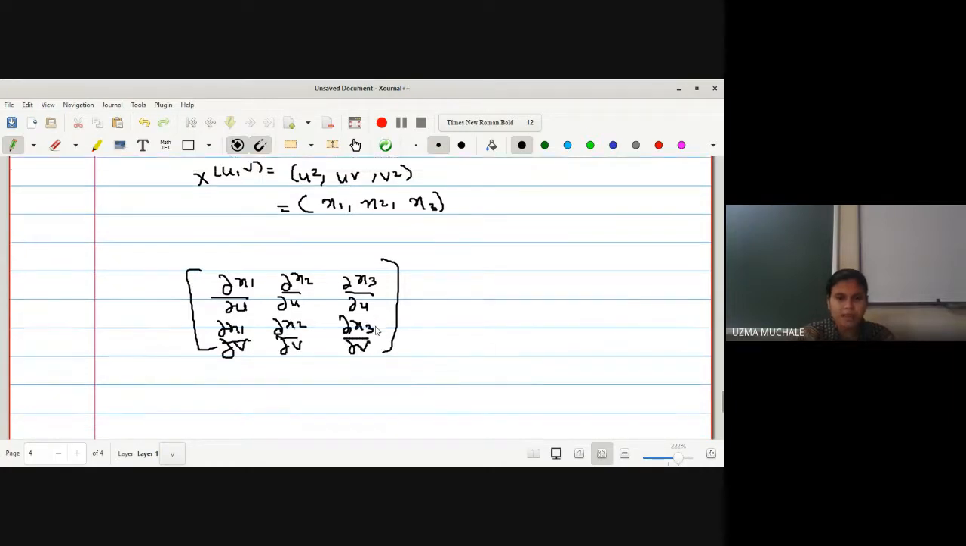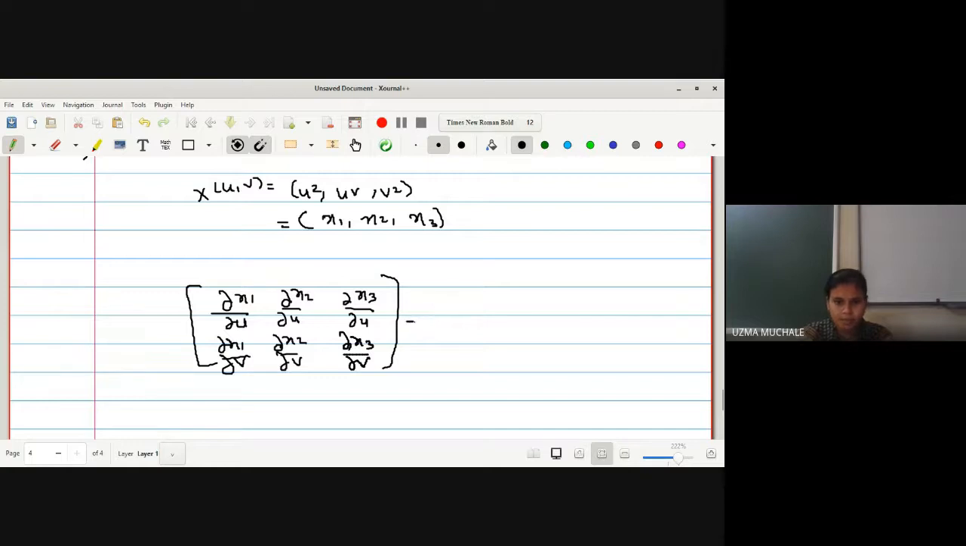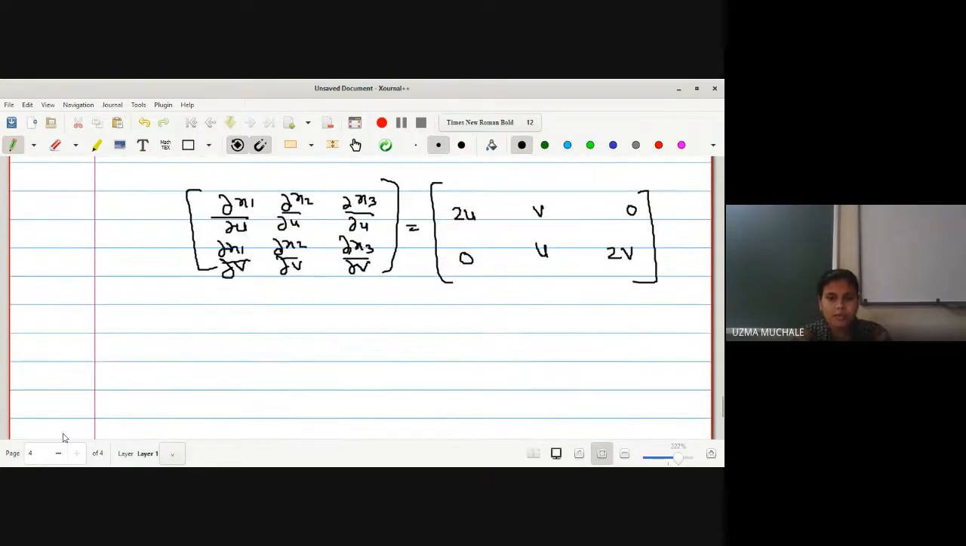Now you know x1, x2, x3. Right? x1 with respect to u, what is the derivative? It is 2u. x2 with respect to u, it is v. x3 with respect to u, it is 0. Then x1 with respect to v, what is the derivative? 0. x2 with respect to v, the derivative is u. x3 with respect to v, it is 2v. Now you have to tell me whether the rank of the Jacobian matrix is equal to 2.